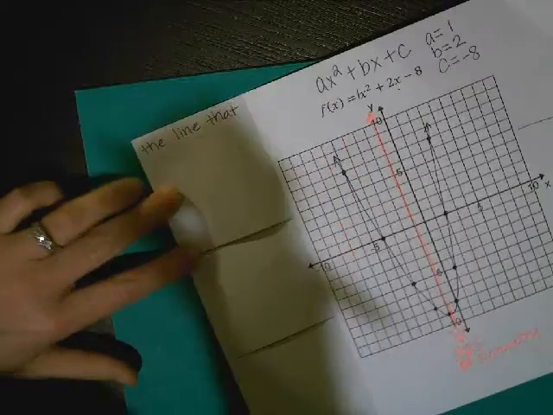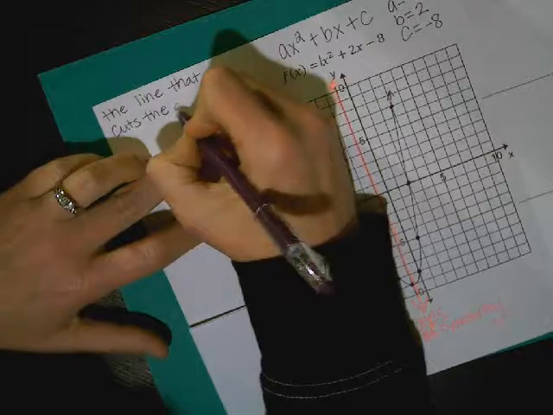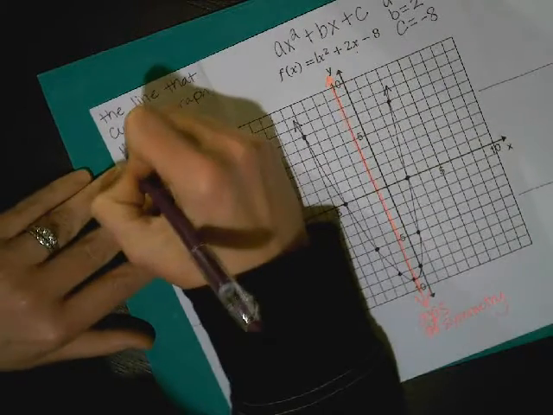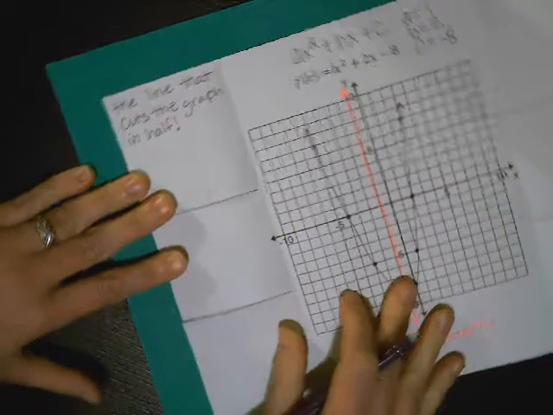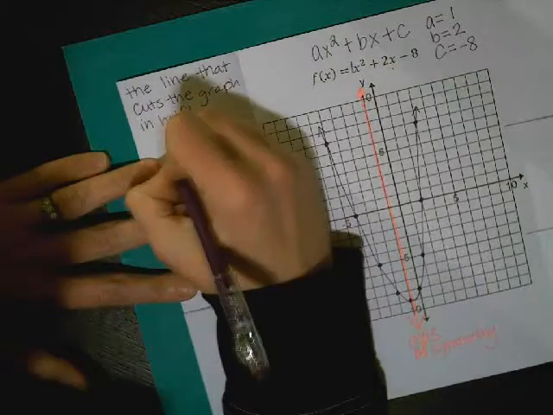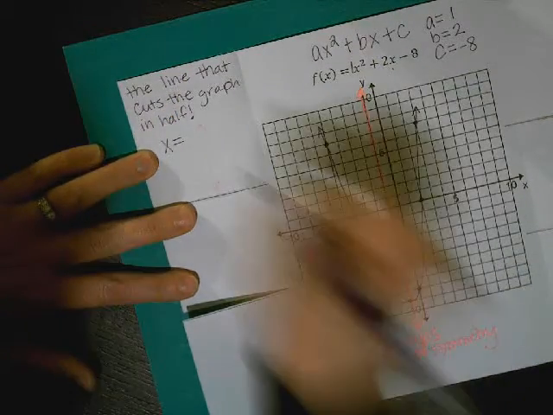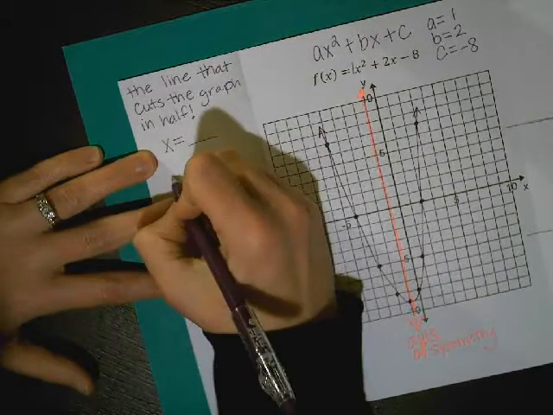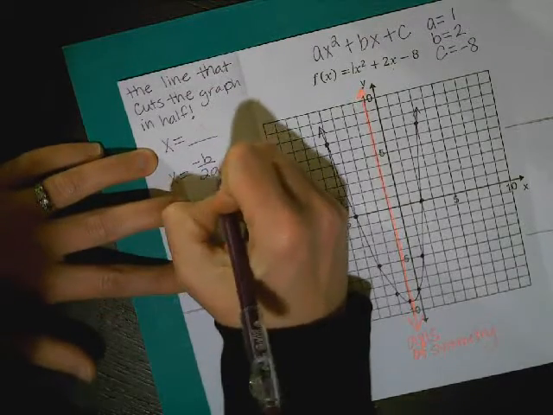The line that cuts the graph in half. Okay, and that line is always x equals, in this case it's x equals -1. Okay, there's a formula for it. Let's go ahead and write it down. It's x equals -b over 2a.